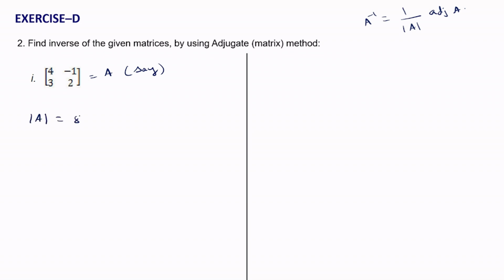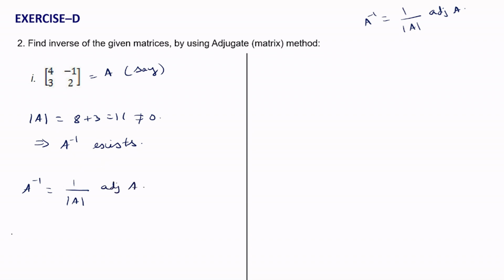Determinant of A is 8 plus 3, which is 11. This is not equal to 0, so A inverse exists. If it is equal to 0, we cannot find A inverse. So A inverse equals 1 by determinant of A into adjoint of A.